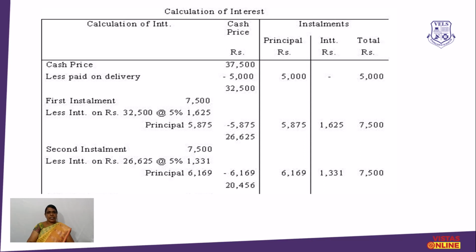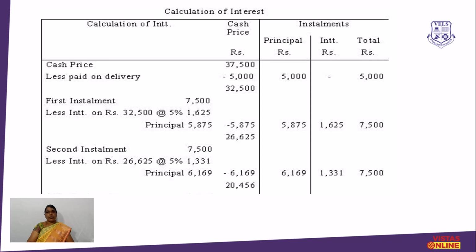Total cash price is 37,500. Then they have given 5,000, that is the down payment. When they made the agreement, they gave rupees 5,000 as the down payment. So, first we mention the cash price 37,500. The down payment we should subtract from the cash price. So, 37,500 minus 5,000, the balance is 32,500. The first year end closing balance is 32,500.